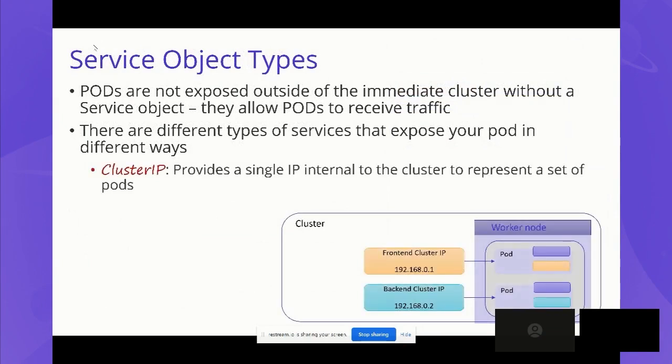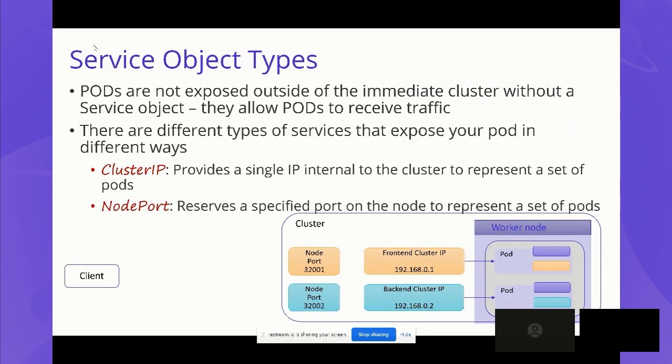And typically you have these service objects which expose Kubernetes services in a variety of ways, right? You obviously have a default configuration, which is the cluster IP, where you get a default single IP internal to the cluster to present the pods, which is great. Then you get a node port. Node port is pretty neat as well, where you are able to reserve a specific port on a node, right?